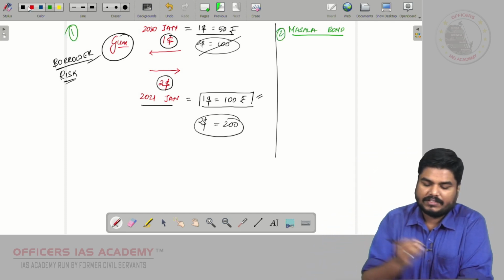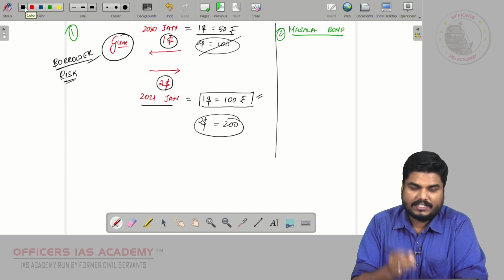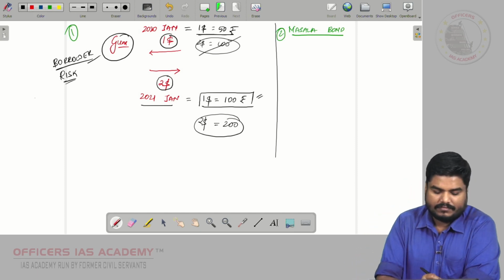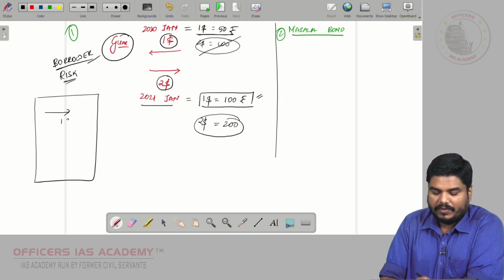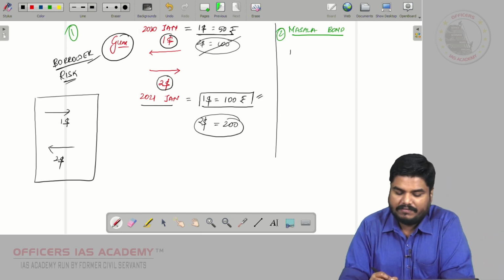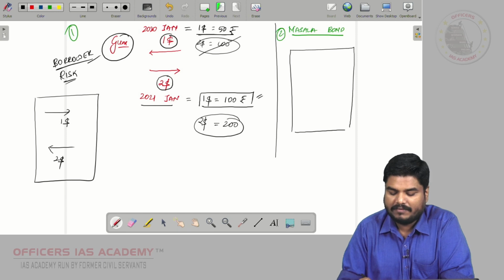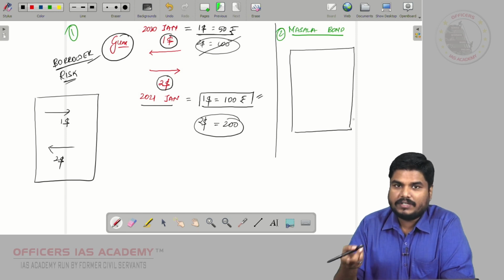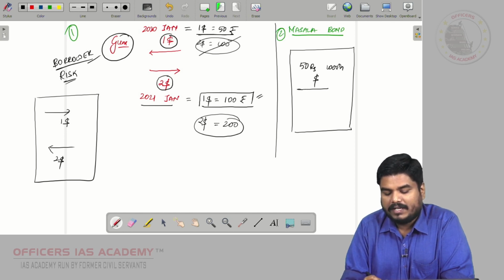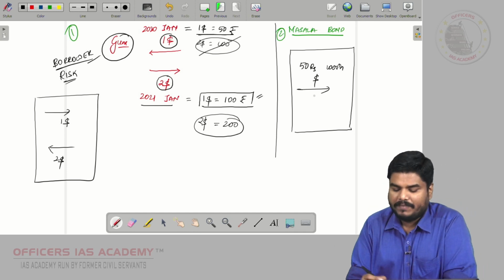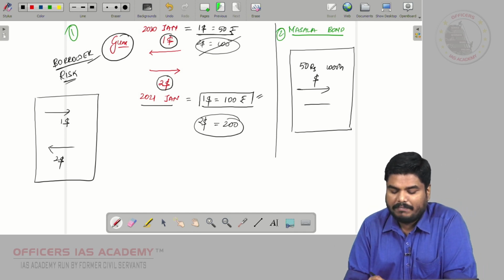Listen carefully friends. So, here in the first case I borrowed $1. Let us take, I am taking a bond. So, Guna is borrowing $1 and Guna has promised to repay $2. But if it is going to be Masala bond, here Guna is going to borrow, let us say 50 rupees worth $. Guna is borrowing 50 rupees worth $, and Guna has promised to repay 100 rupees worth $.